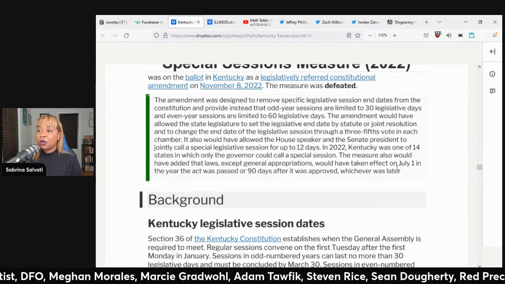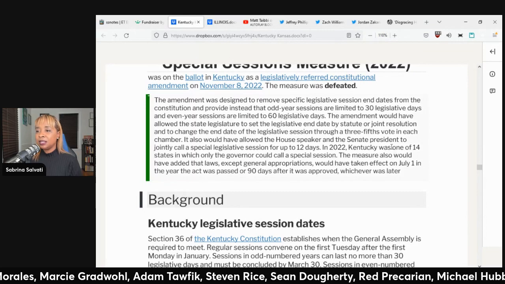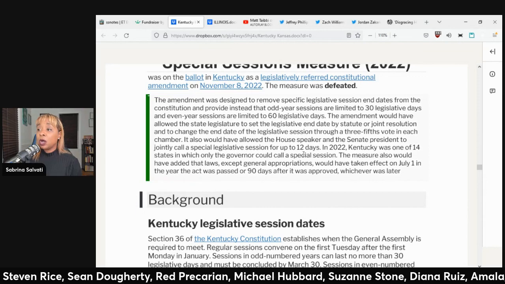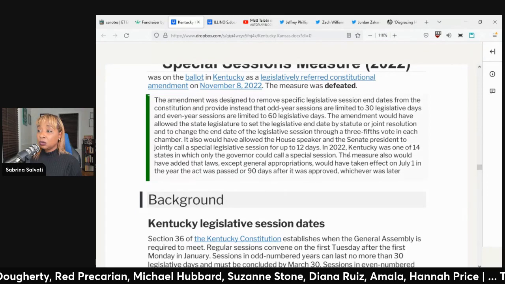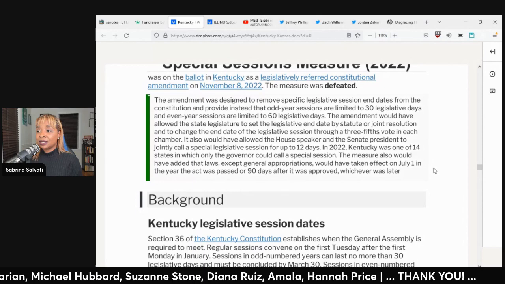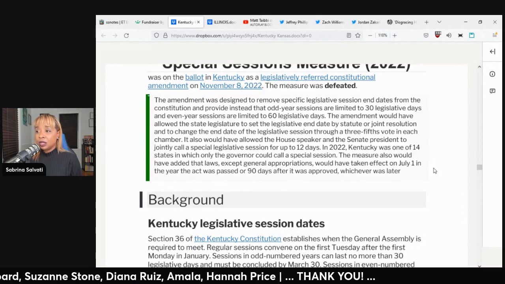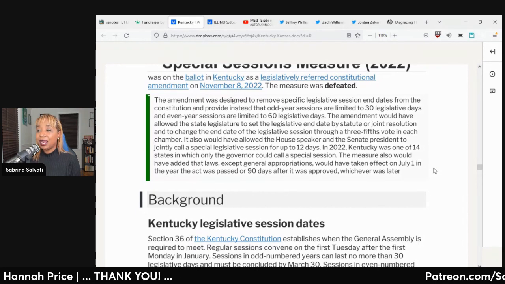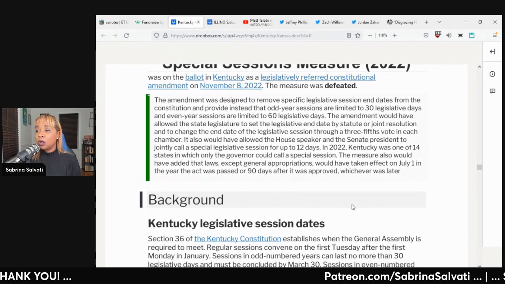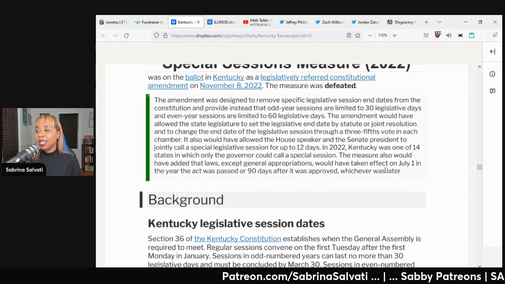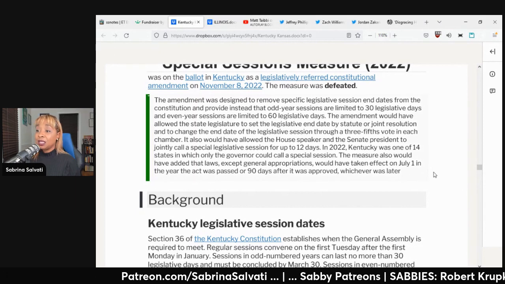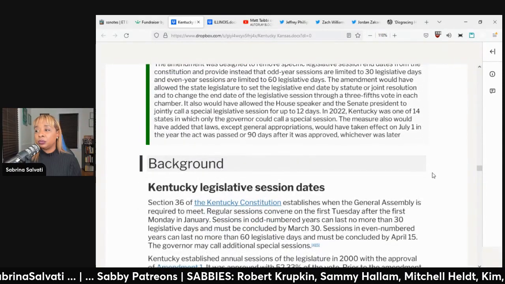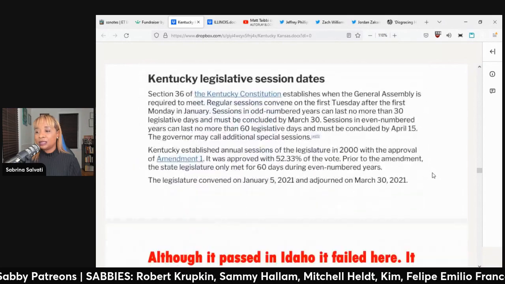It would also have allowed the House Speaker and the Senate President to jointly call a special legislative session for up to 12 days. In 2022, Kentucky was one of 14 states in which only the governor could call a special session. The measure also would have added that laws, except general appropriations, would have taken effect on July 1st in the year the act was passed, or 90 days after it was approved, whichever was later.